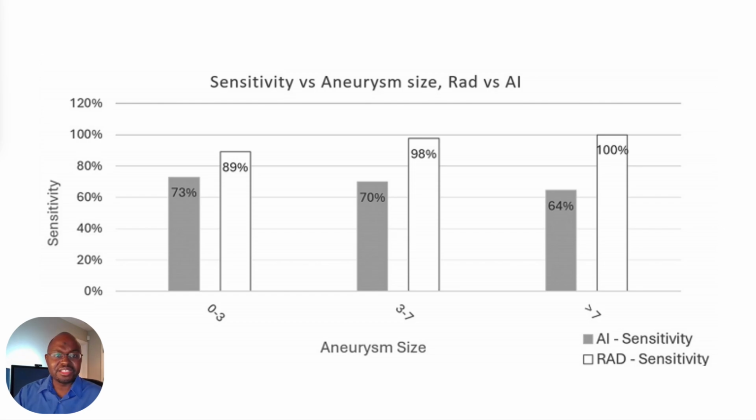What we expected, and we looked at a few papers before we actually started our study, like one paper by Sun et al., showed that radiologists tend to miss aneurysms that are a lot smaller, which is what we also saw. Like you see from the chart on the screen, radiologists had 89% detection rate for aneurysms less than 3 millimeter in size. But by the time you get to between 3 to 7 millimeter, radiologists were detecting 98% of the aneurysms, which is what we expected. And for aneurysms greater than 7 millimeter, radiologists detected all of them. So as you see, as the aneurysm size got bigger, the radiologists had better detection rate or sensitivities.